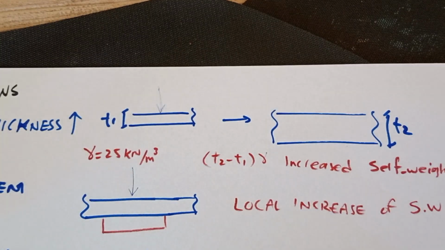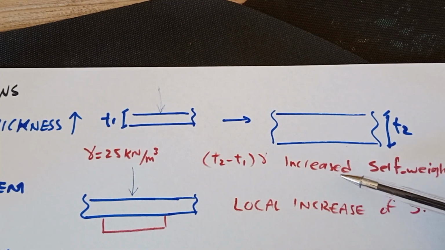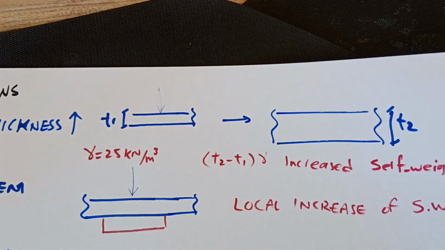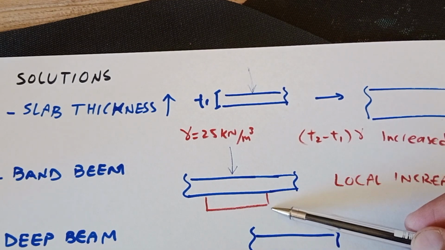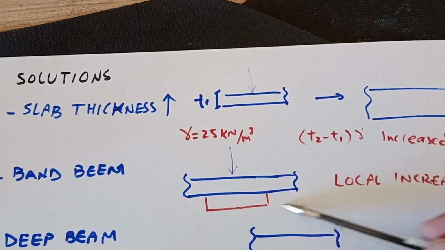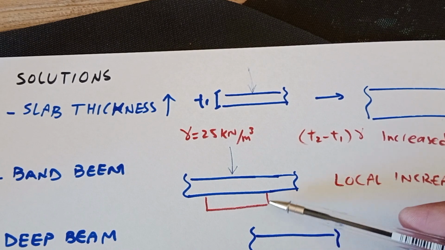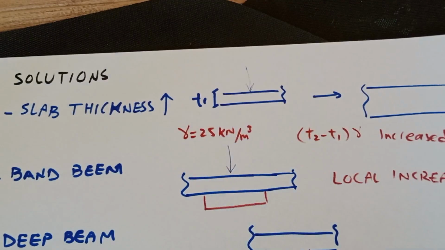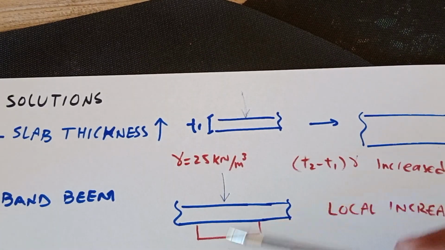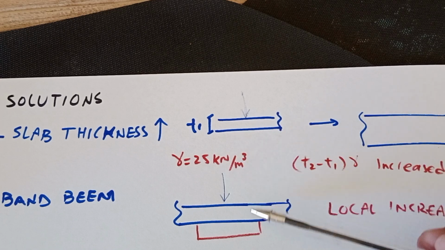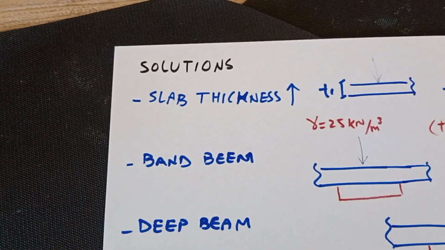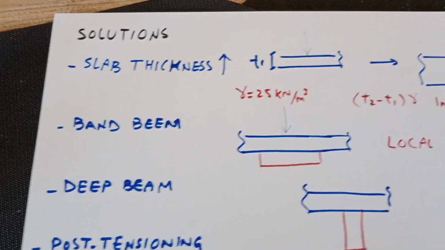So in this case, we have a local increase of self weight, but it's not as bad as increasing the thickness of the whole slab. This is a very good solution. The band beam is just about a 200, 300 increase, and the width is about 1 meter, 1.5 meter, 2 meter, whatever you need. It is much better than increasing the thickness of the whole slab area. But still, always compare the two options. Which one is better? You may have just about a 50 mil increase in the slab, or about 200 locally for the band beam.